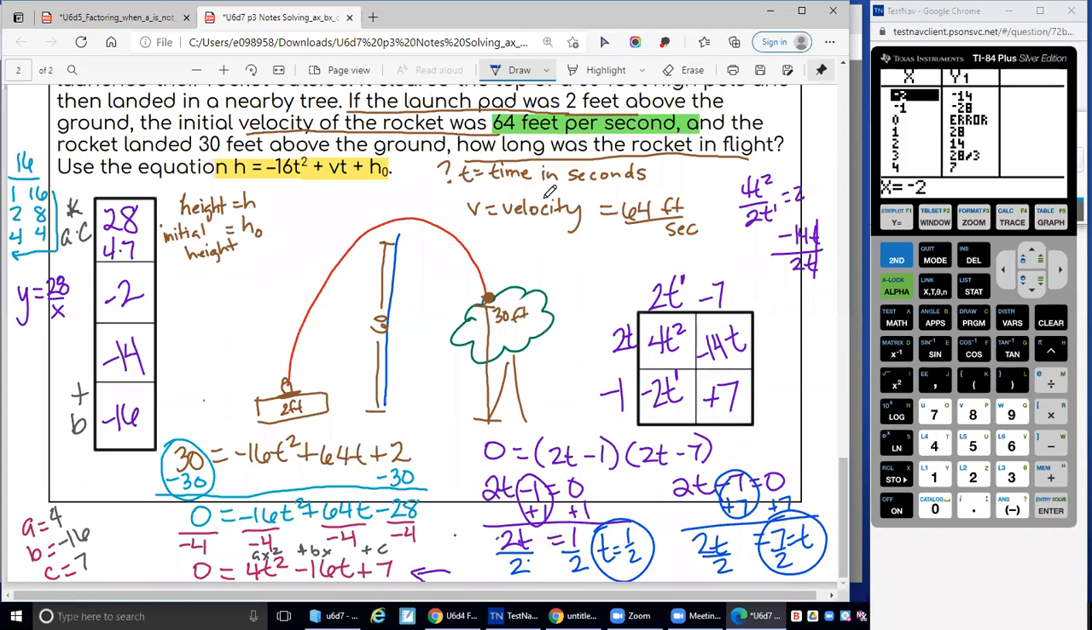Now let's go ahead and reread the question. It says, how long was the rocket in flight? What do you think? And we said it was in units of seconds, right? What do you think the best answer is? Half a second or 3.5 seconds? Okay, he says 3.5. Why do you think? And why does it have 2 times? That's weird, right? Okay, our equation was at 30 feet, right?